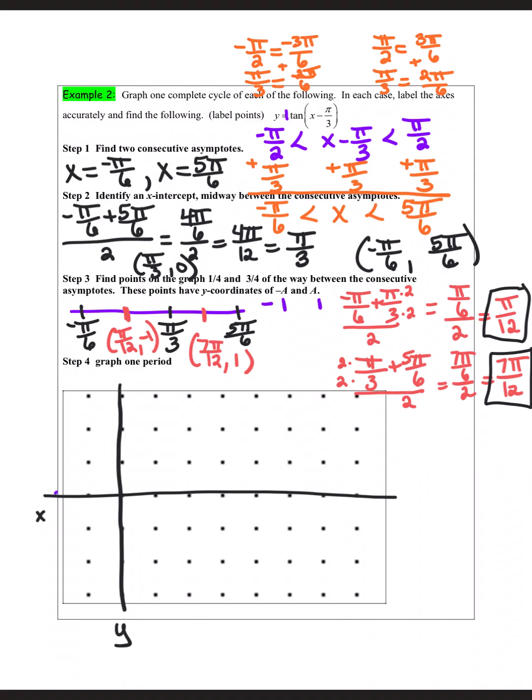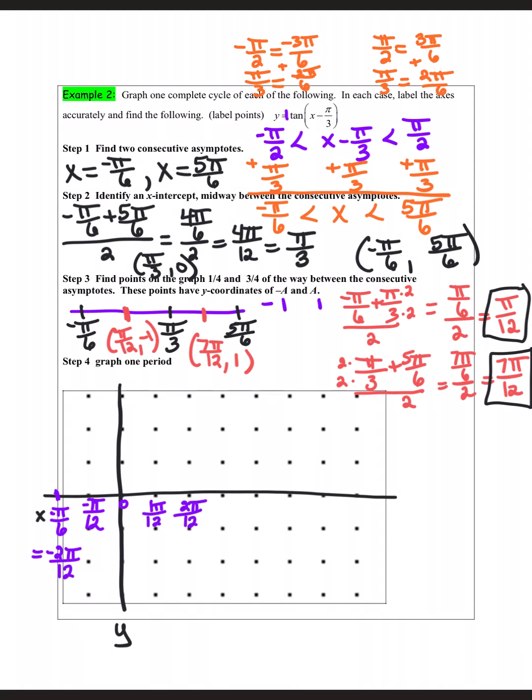point at negative pi over 6, which is equivalent to negative 2 pi over 12. So I'm basically counting each space as pi over 12. So if I go on, the next space would be negative pi over 12. The next one would be 0. Then we have 1 pi over 12. Then 2 pi over 12.